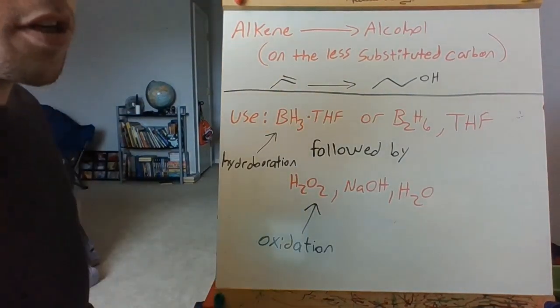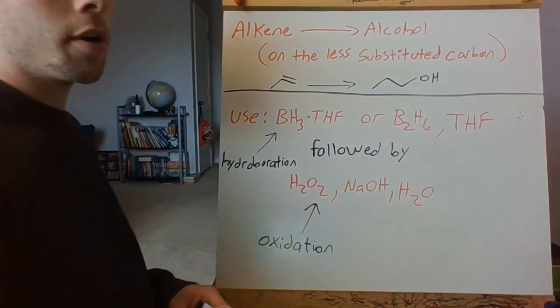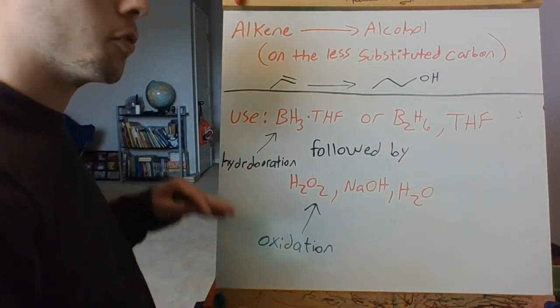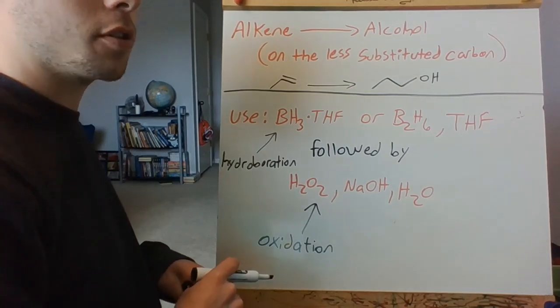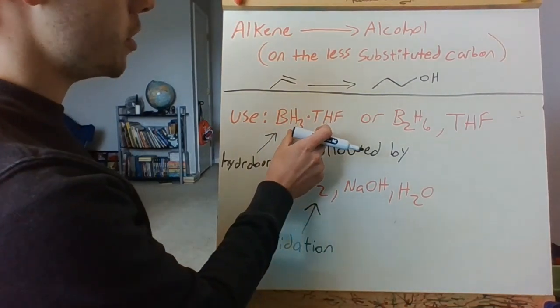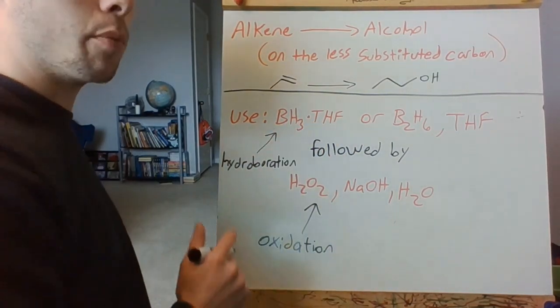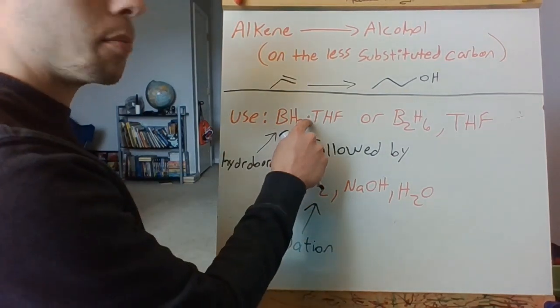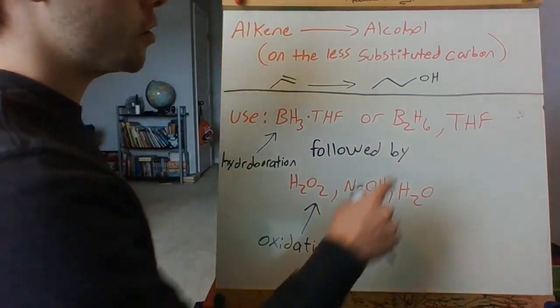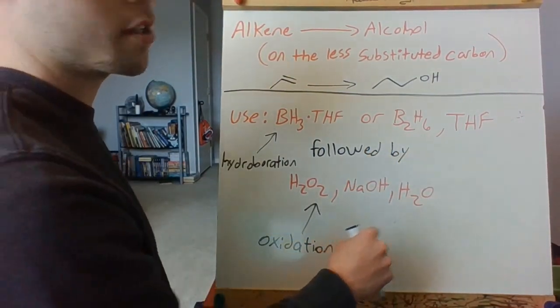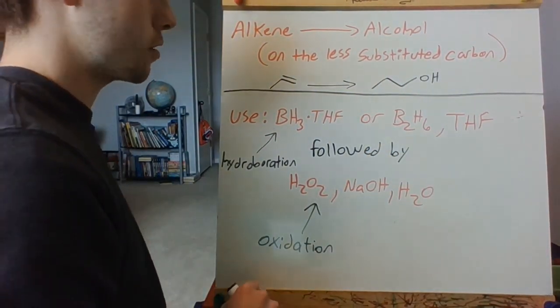So as I said, we call this reaction a hydroboration-oxidation. And so in the first step, we do a hydroboration. For this, you're going to be either using BH3, so borane, THF complex. That's what this little dot means. It means that these two things are complex together. Or you're going to use B2H6 in THF as the solvent.